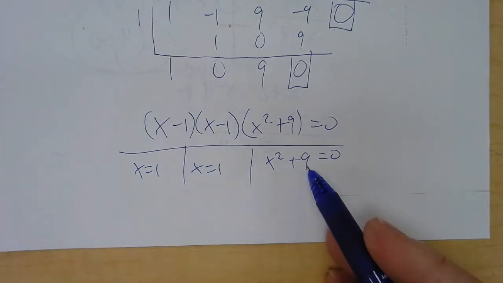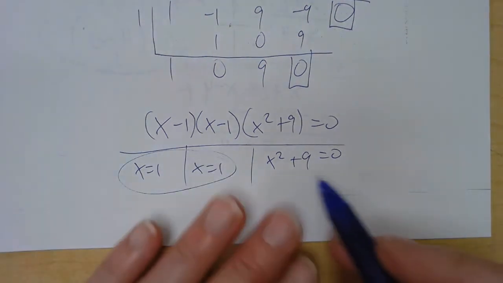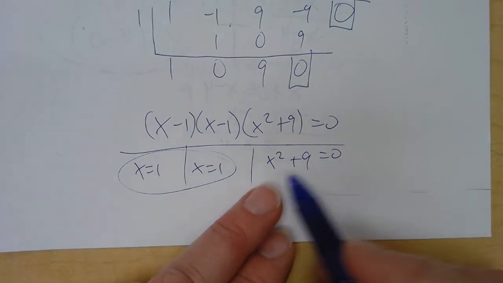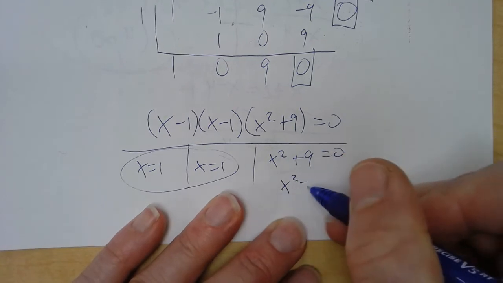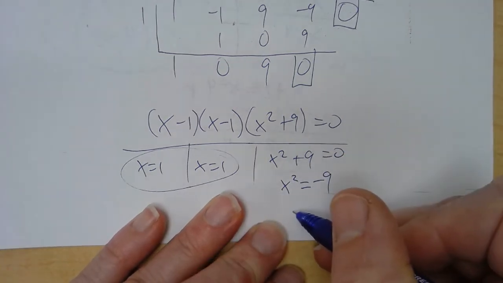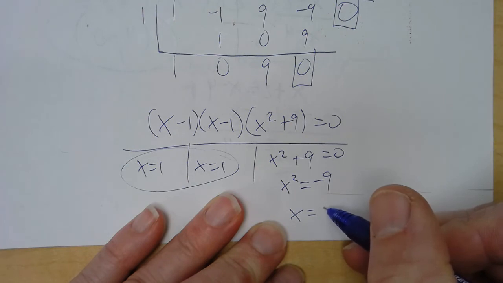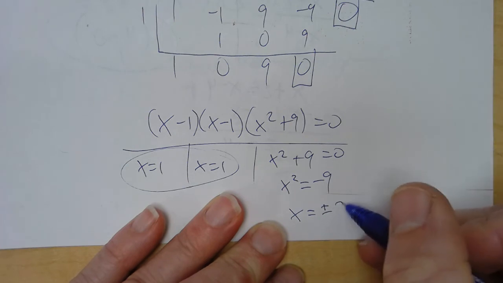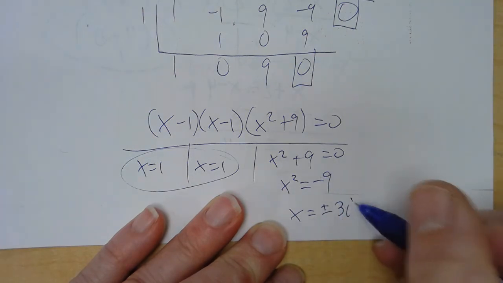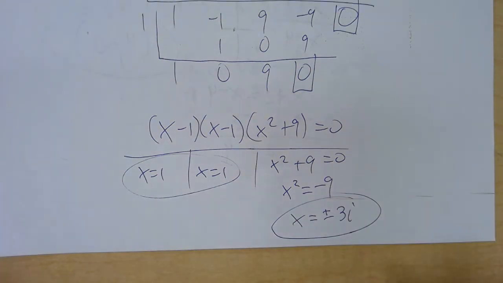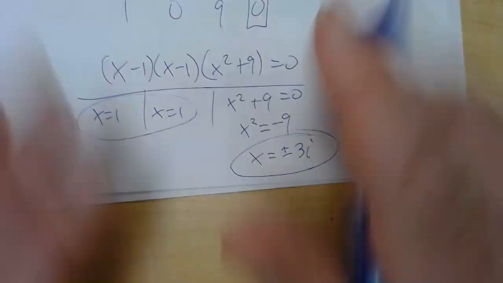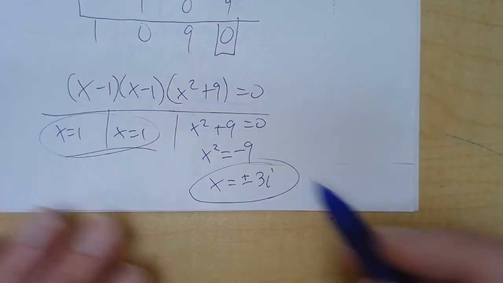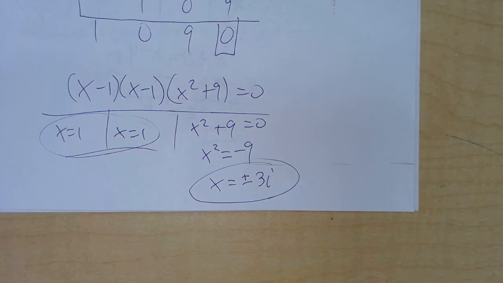And there's no real solution. So that's the real solution. But the x squared plus 9, these are the imaginary solutions. So we're going to subtract the 9 over, and we take the square root. So we get x is equal to plus or minus 3, square root of negative is i, so plus or minus 3i. So there are four solutions because it's x to the 4th. It's just that there's that repeat solution, multiplicity, and then 2 of the solutions are imaginary, plus or minus 3i.